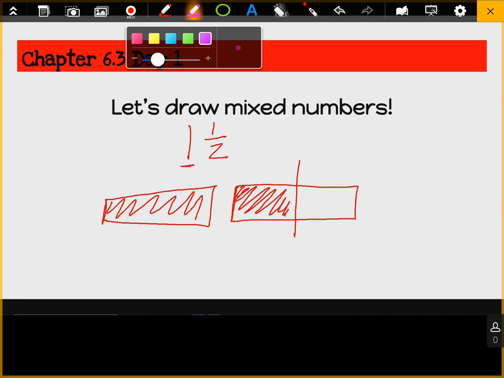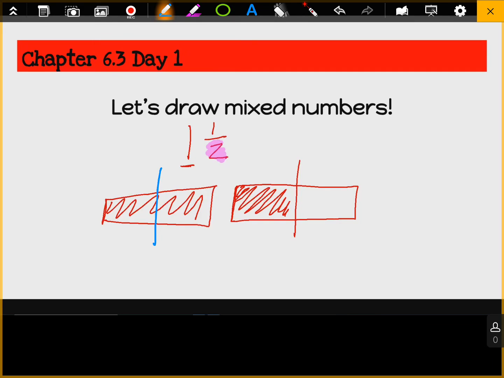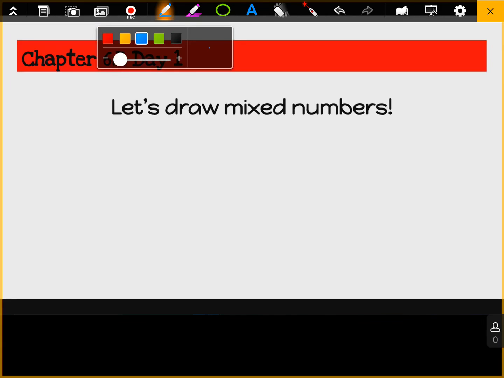I do want you to see the relationship between the whole number and the fraction. The whole number can also be split into 2 equal pieces. I know this because the denominator is halves. I can split my whole number into 2 equal pieces, and I would have 2 out of those 2 halves. Let's take a look at another example.